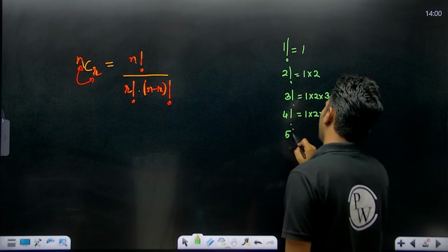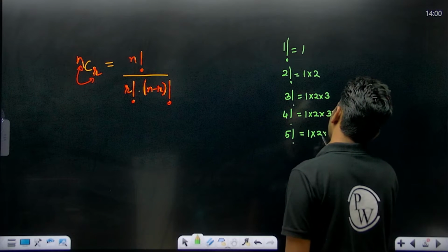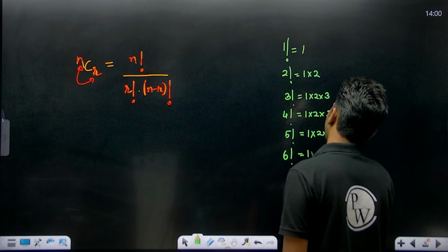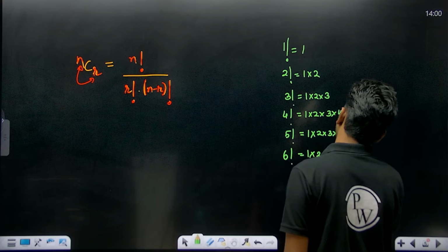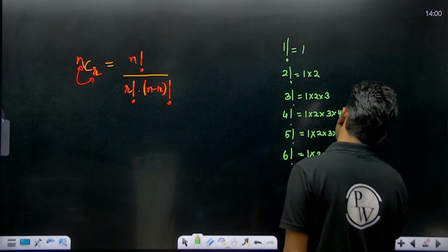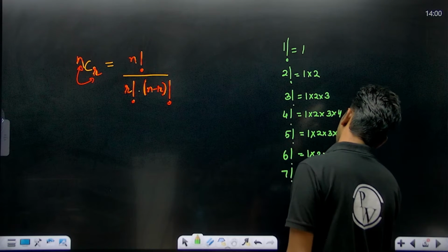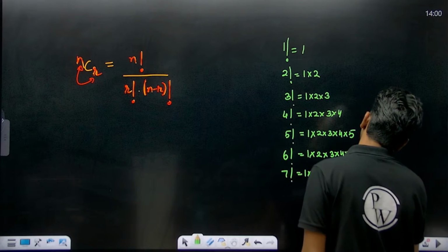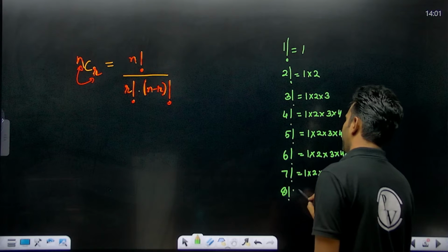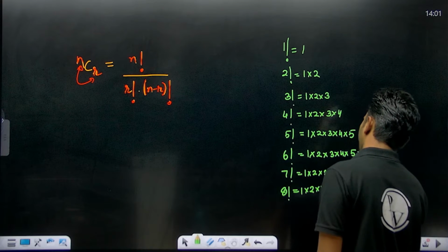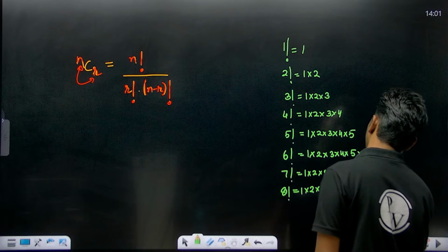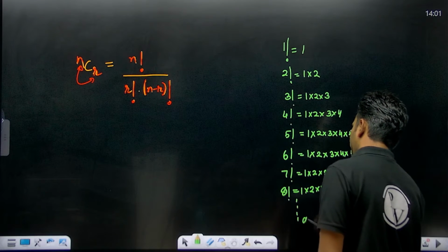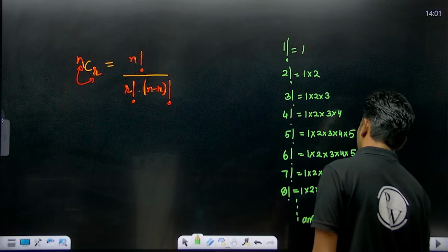5 factorial is nothing but 1 into 2 into 3 into 4 into 5. 6 factorial is nothing but 1 into 2 into 3 into 4 into 5 into 6. 7 factorial is nothing but 1 into 2 into 3 into 4 into 5 into 6 into 7. 8 factorial is nothing but 1 into 2 into 3 into 4 into 5 into 6 into 7 into 8, and so on. I hope you got the logic of what exactly a factorial is.